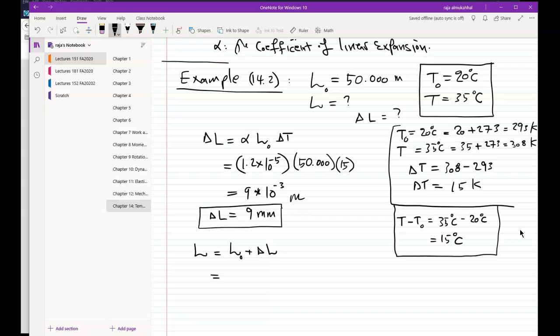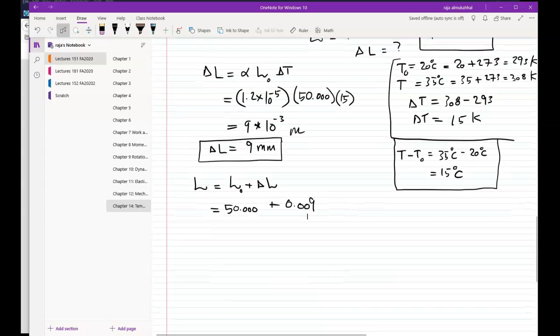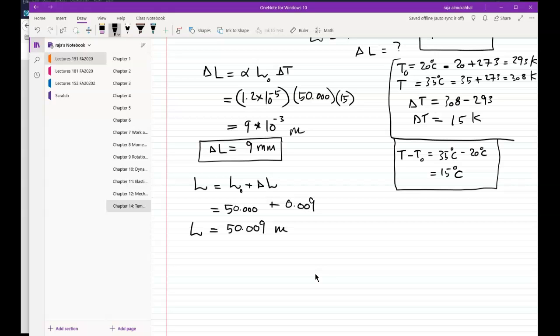Is that right? So it's going to be 50.000 plus 0.009. Now you know why those three zeros that are significant figures is because it will allow us to add up this 9. It's so tiny. So anyway, when we do that, you'll end up getting that the new length is going to be 50.009 meters. Okay, got it? Okay, good.